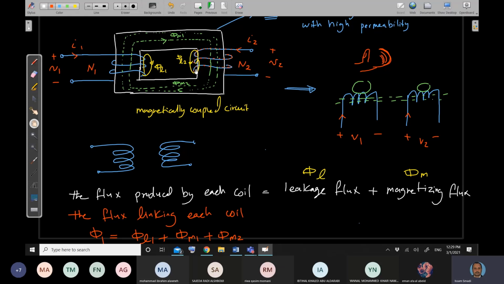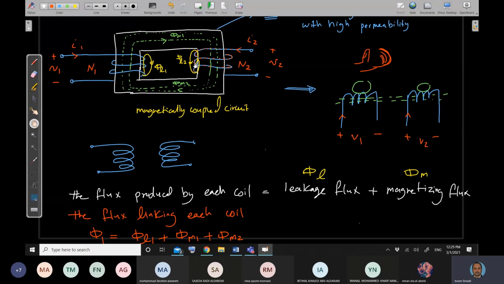Now let's go to the second coil. The second current flowing in the second coil generates two fluxes. One is phi M linking the two coils, and the second one is the leakage flux, which only links its own coil. So this is the definition of what? Of the leakage flux.